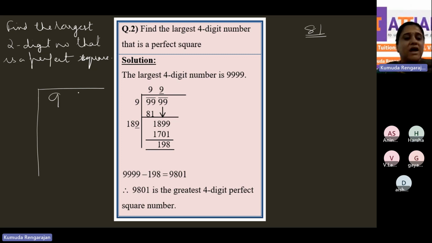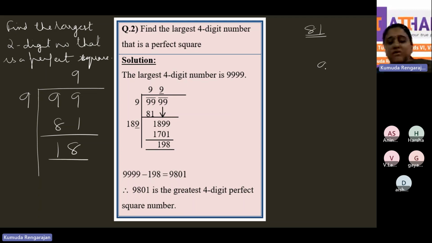Take up 99 and try to find its square root using the long division method. It's not a perfect square, so you will not get remainder 0, but let's perform the long division. 9 9s are 81. What's the remainder? 18. So the number we have taken up minus the remainder: 81 is the required number.